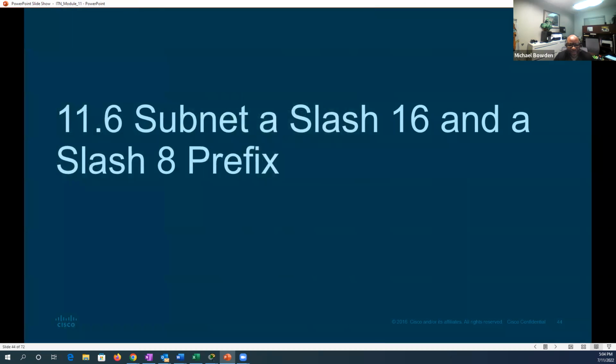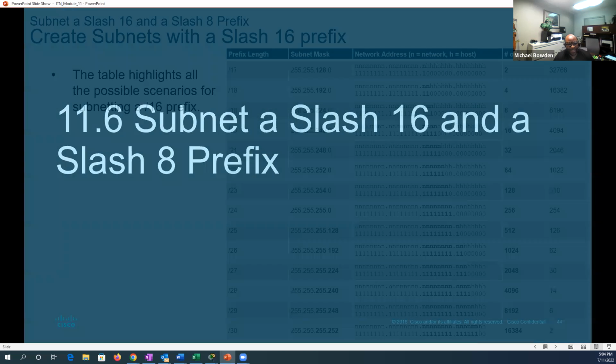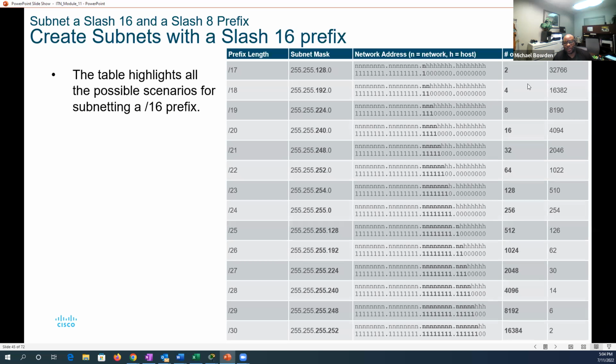So here it goes into the subnet of /16 and a /8. It goes into the number of subnets that you can create, and also your number of hosts. Another thing too, a quick way to tell how many subnets and how many hosts you can have is by using your powers of 2. So if you do 2 to, as we see here, they borrow 1 bit. So 2 to the first power, that's 2.